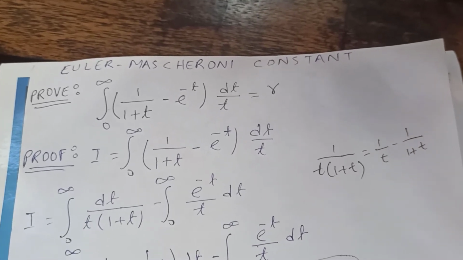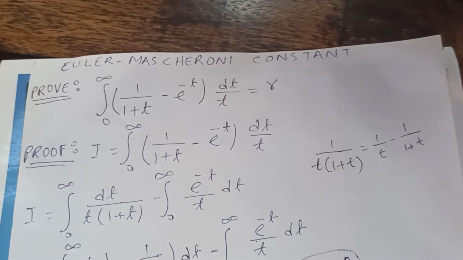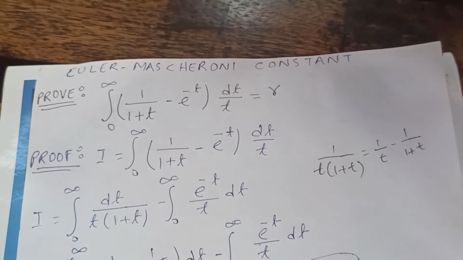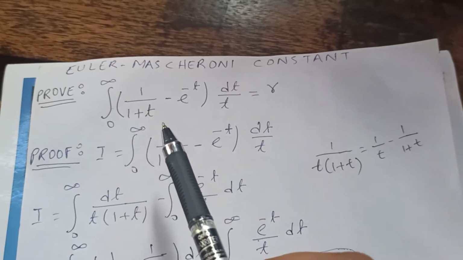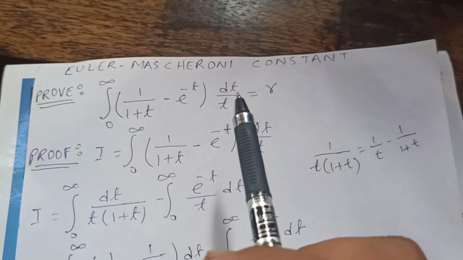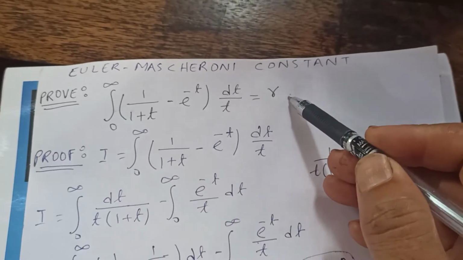Let's prove another integral representation of the Euler-Mascheroni constant. What we're going to prove is that the integral from 0 to infinity of (1/(1+t) - e^(-t)) dt/t is nothing but the Euler-Mascheroni constant.